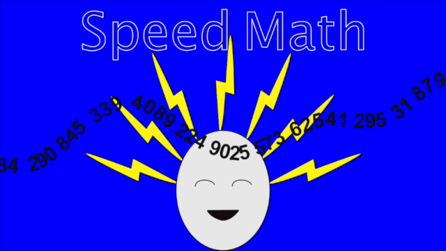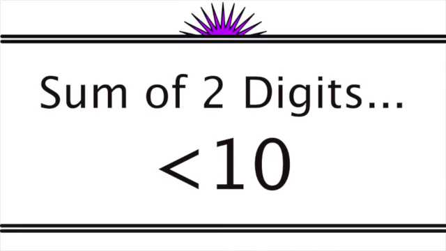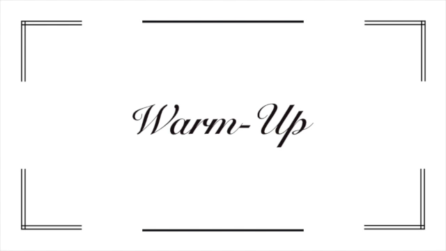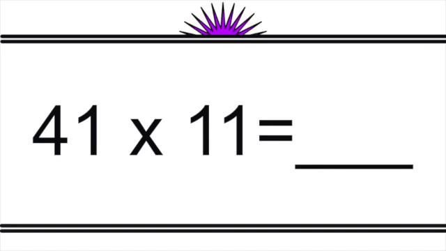Now, if the two digits add up to 10 or more, there's another step and we'll get to that. But first, let's practice with two-digit numbers whose numbers add up to less than 10. We'll start with a warm-up round so you can get used to doing this trick. Ready? And go. 41 times 11.